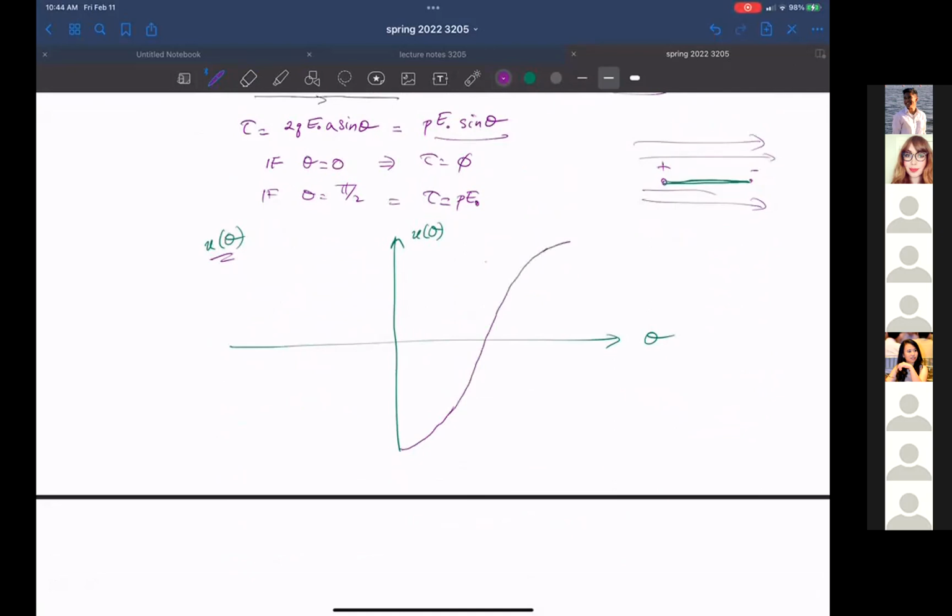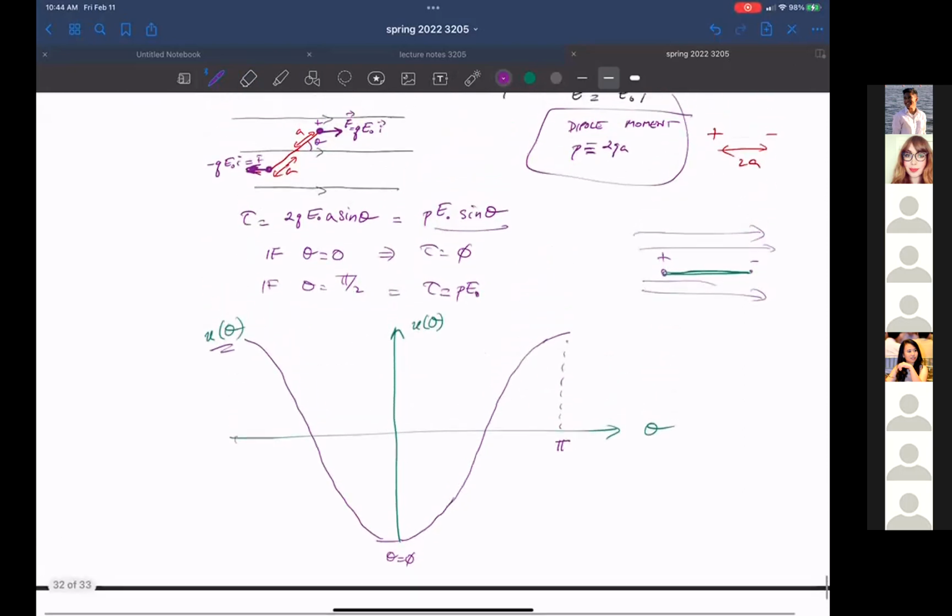So if theta was at pi, and this is theta equal to 0. Think of it this way. This might confuse you guys more. Think of the torque as being what's left after this, right?